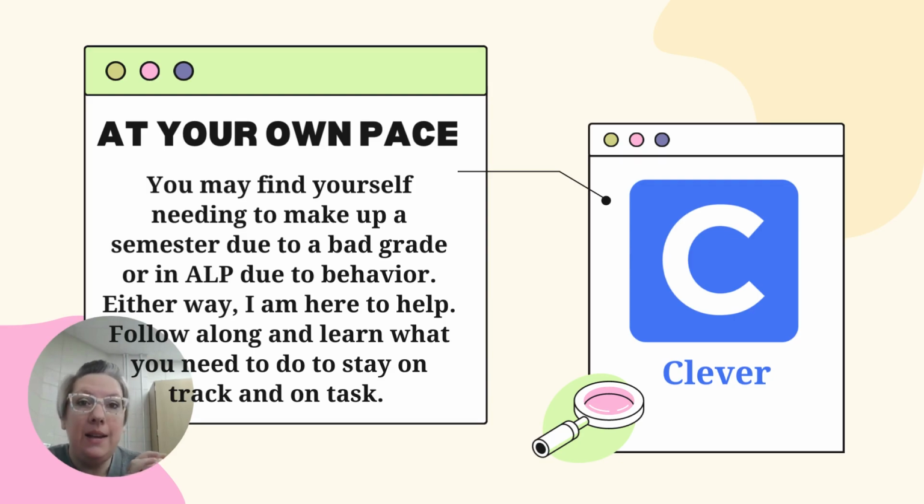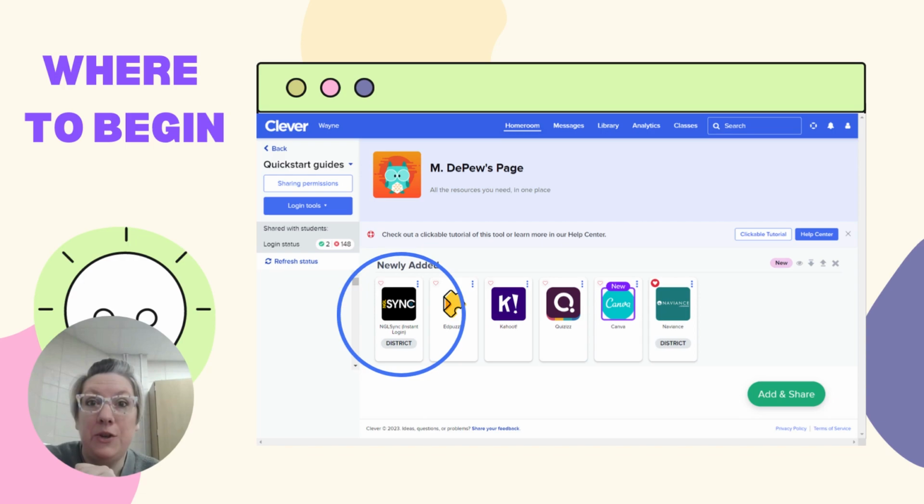All right, so go ahead and go on over to Clever. And when you're at Clever, I actually have a teacher page. So if you go and you find me, it'll say Ms. Depew's page. You're going to see a bunch of different apps. And you can see here on the slideshow where I have NGL Sync circled. So it's going to be a black box. It's going to say NGL in yellow on the side with white sync. So you're going to go ahead and click on that. And that is actually going to take you to our online textbook.